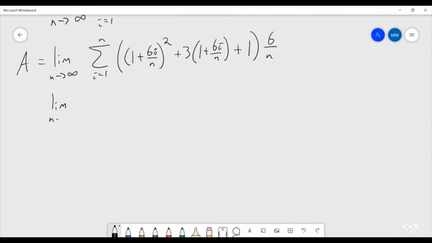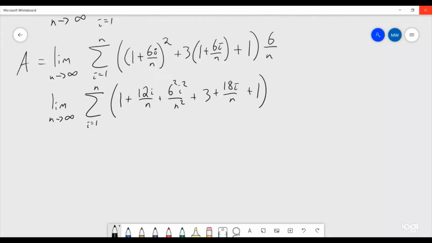We got the limit as n goes to infinity of the sum from i equals 1 to n of 1 plus 6i over n squared. That turns into a 1 plus 12i over n plus 6 squared i squared over n squared, 3 plus 18i over n plus 1 times 6 over n. That doesn't have any i's in it, so we can actually pull it out front. So now that we've gotten this, let's break this down into the different terms.